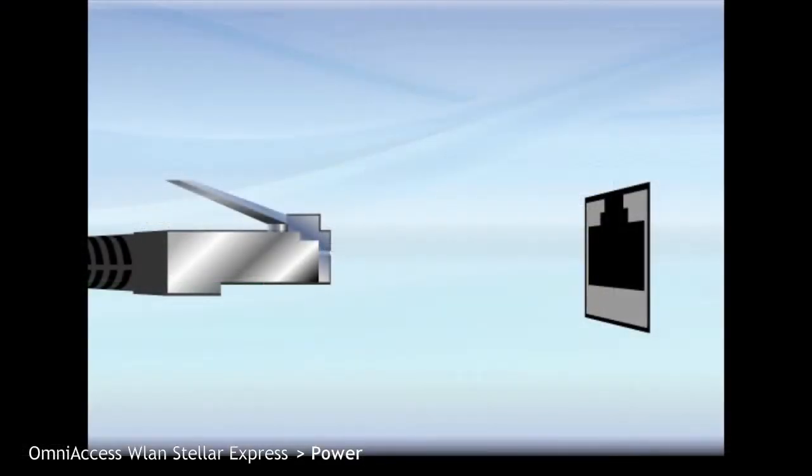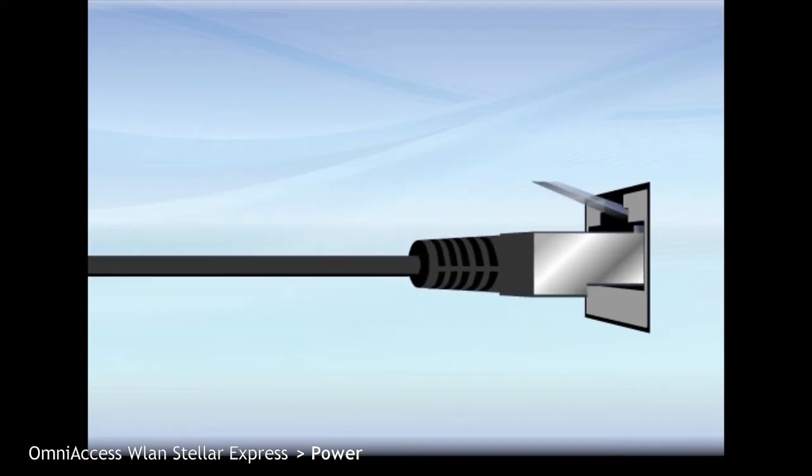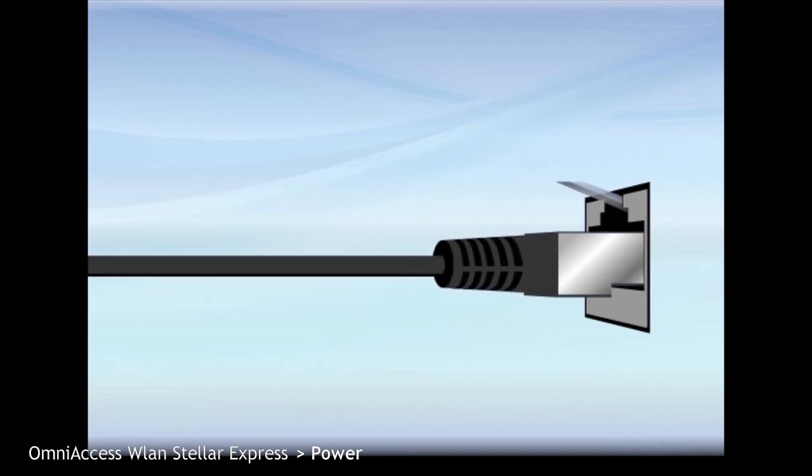Connect the access point to the power source. If you have followed the previous modules, the access point is already connected to a port of the OmniSwitch 6350. You can also use a PoE power adapter to power the access point.